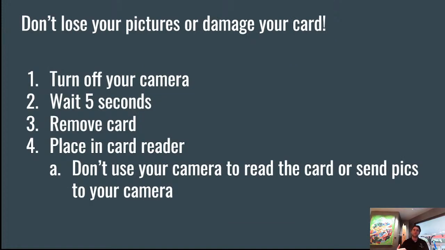So what do we do? We went out, we took a bunch of pictures of the family, maybe we did a photo shoot, maybe the dog was in the backyard playing around, so we wanted to take photos. What do we do with that now? First thing you're going to want to do is turn off your camera. Power the camera down, turn it off. You want to make sure you're doing that first and foremost. The second thing you're going to do is wait 5 seconds.